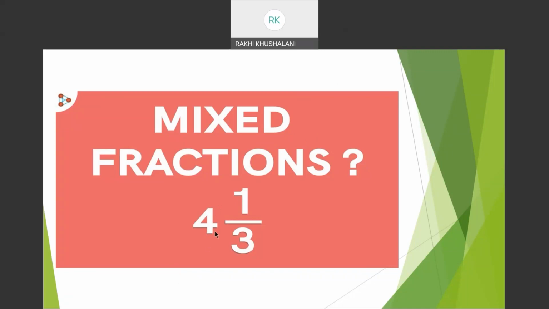We read it as 4 1 third. 4 1 by 3 or 4 1 third. So here 4 means 1 whole. That means 4 pieces of full pieces. Full whole pieces are already there, and from the fifth piece I have made 3 pieces, and from that 3 pieces I have taken 1.